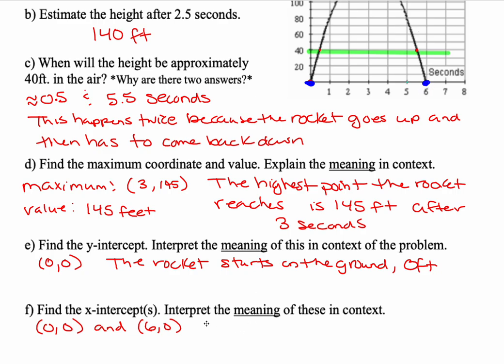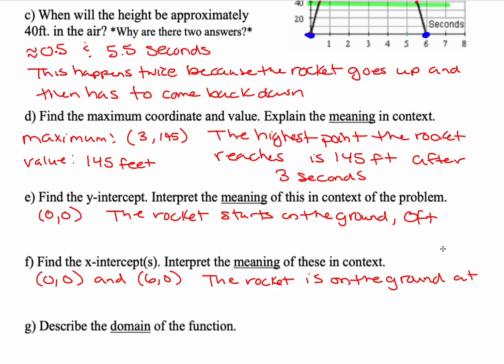So we're going to write that. The rocket is on the ground, because that's what x-intercepts are talking about in this context, at 2 times, at 0 seconds and 6 seconds. So what that also means, because it's a rocket, it went up and then came back down, is that it took from 0 to 6 seconds for the rocket to go up and then come back down. So from 0 to 6 is 6 seconds.